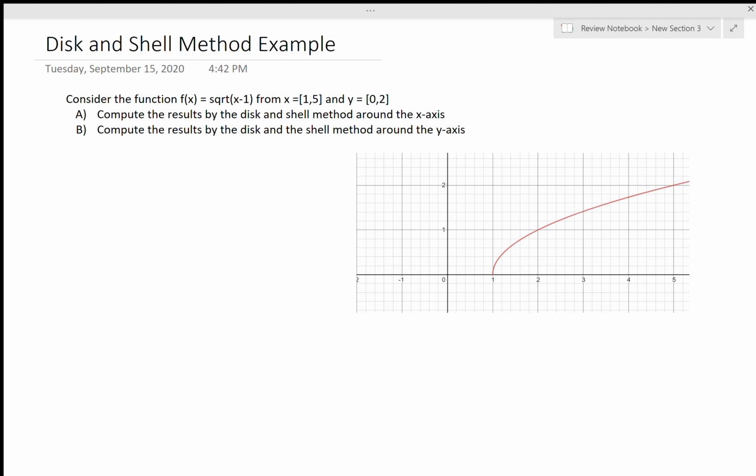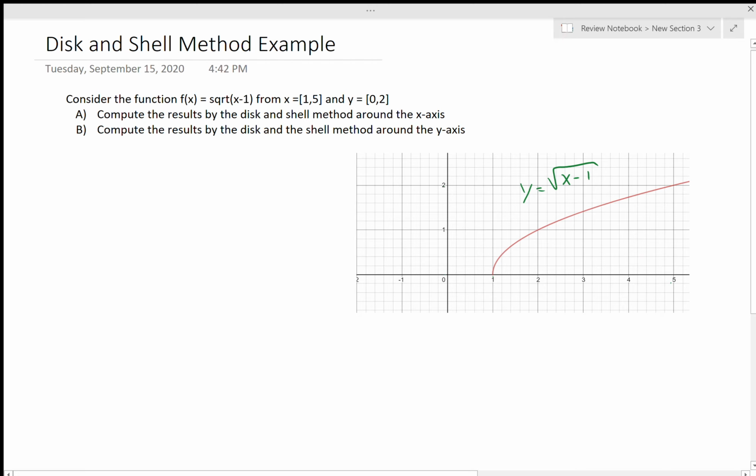Consider the function f of x equals the square root of x minus 1. So y equals the square root of x minus 1. We're going to focus on the limits from x from 1 to 5 and y from 0 to 2. So we're going to be looking at this area.